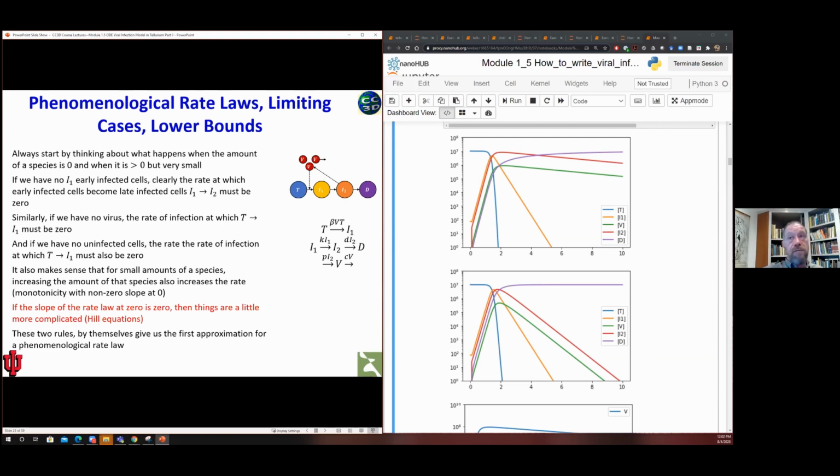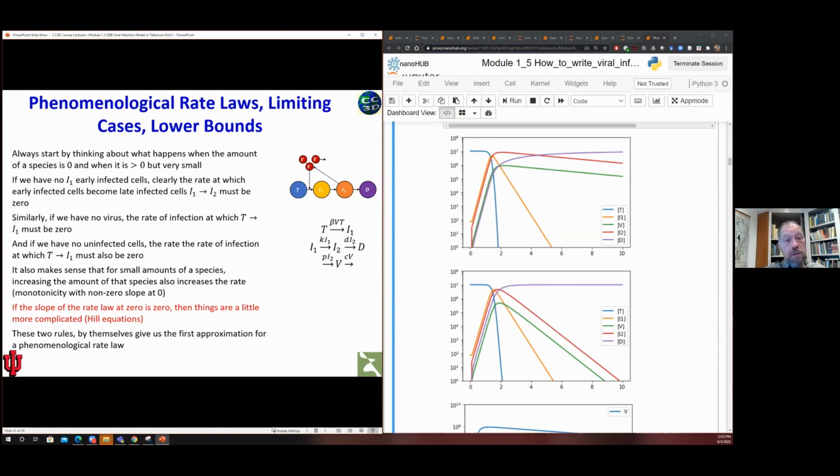The same thing, of course, if I have infection. If I have no uninfected cells, I can't infect them, and therefore the rate of infection has to be 0. If I have no virus, the rate at which the cells become infected by virus has to be 0. And so in general, for the kinds of rate laws we're dealing with, at 0, the rate has to be 0. The second question is what happens to the slope of the rate law at 0?